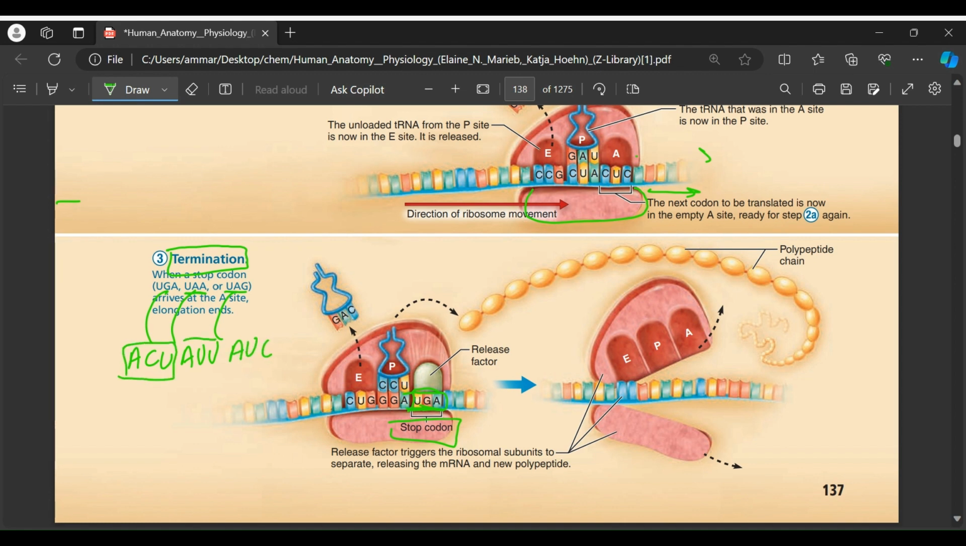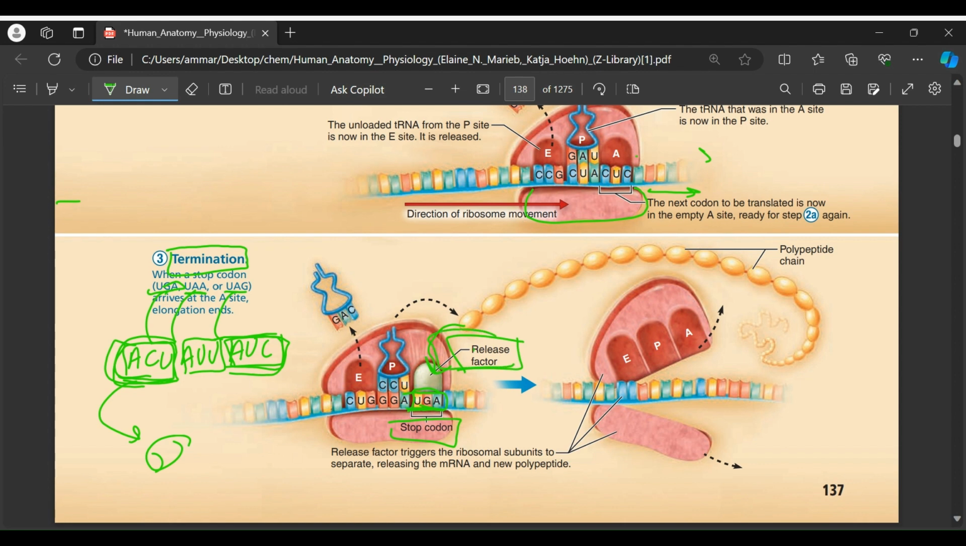So these are the complementary anticodons. The tRNA should come here and have one of these three. In this case, UGA should have ACU, but there's no amino acid that the ACU codes. We said that the anticodon is the one that codes the amino acid. There's no amino acid that the ACU codes. That's why there's no binding here.